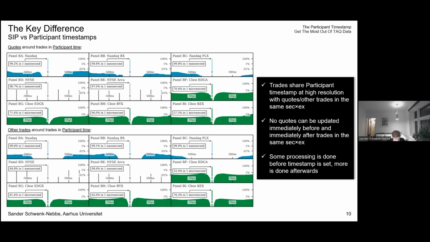So just to remind you again, the y-axis is still on a log scale on all of these figures. The order book in a security is locked while an order is handled. We also see that exactly. The proportion of quote updates and other trades around trades goes to 0 sometime before and sometime after trades.